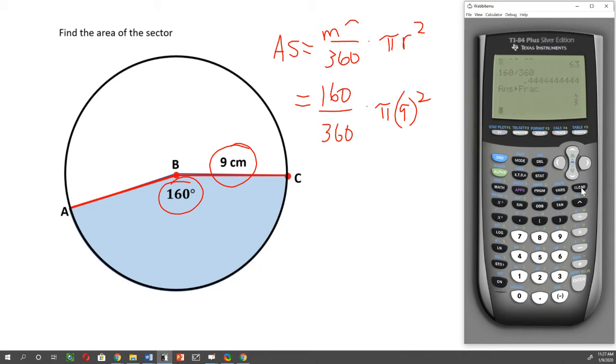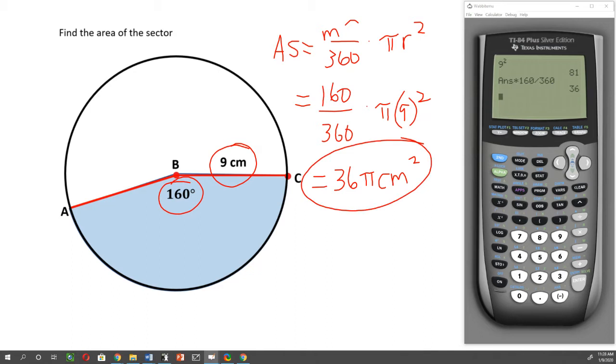So here's our calculator. And we're going to go in this order. We're going to do 9 squared because that's the exponent. So 9 squared times the numerator, and then divide by the denominator. And there you go. We got 36. And then don't forget pi. So our area here is 36 pi centimeters squared. So that's all there is to this.